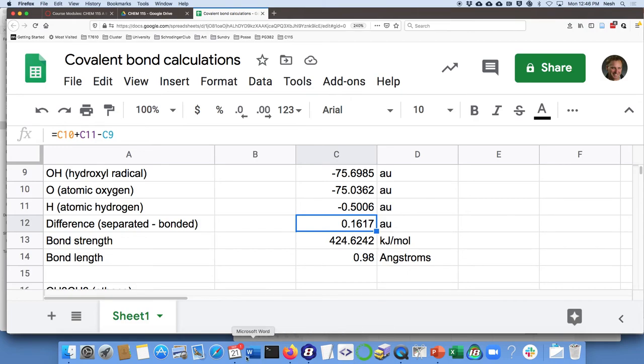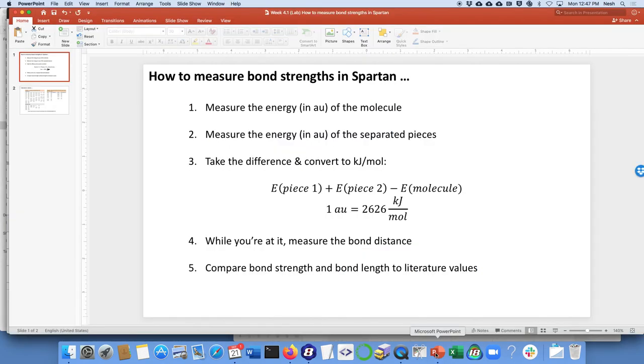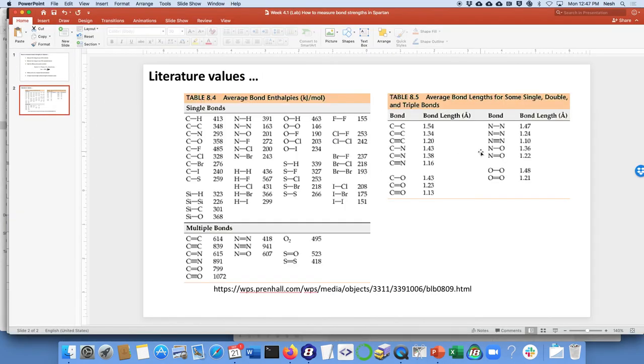And let's see, I think one more thing is in terms of the literature values, you can go anywhere if you like, but here's a place that you can go and get literature values for both the bond enthalpies, which is the same as the bond strengths we're talking about. And then if you think that there's double bonds going on, then you might compare it to that in the literature, and then there's the bond lengths. All right.